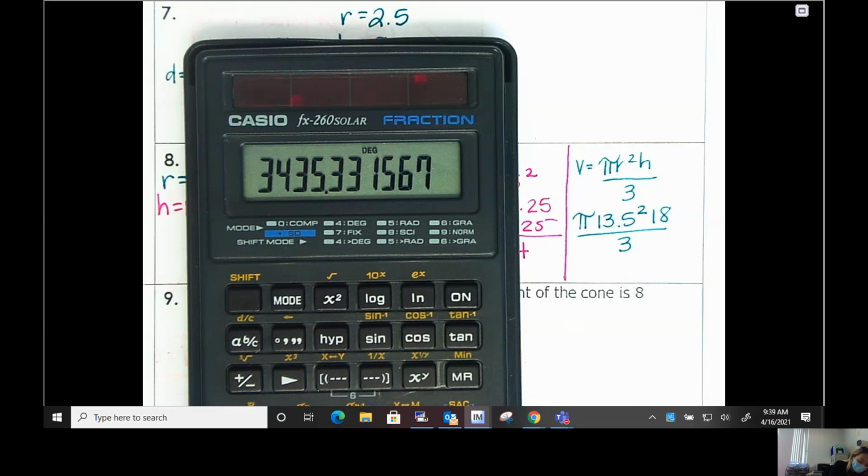Yeah, good. 3,435.3 what? Kilometers cubed.